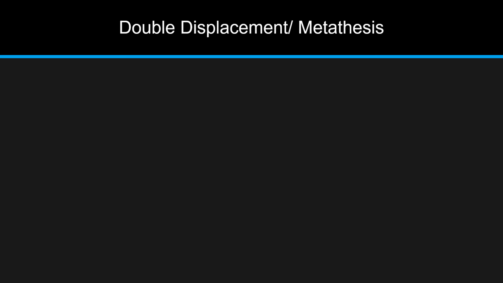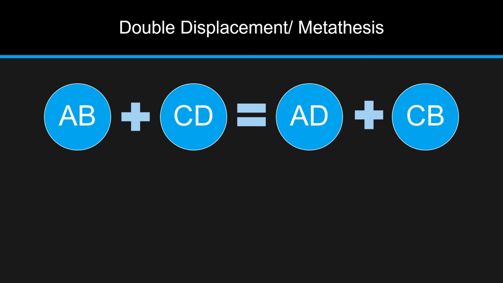A double displacement reaction, also known as a double replacement reaction or metathesis reaction, is a type of reaction that occurs when the cations and the anions switch between two reactants to form new products. An example of double displacement reaction is neutralization. It is the reaction between an acid and a base to form salt and water.